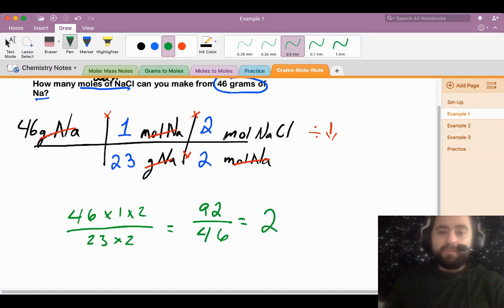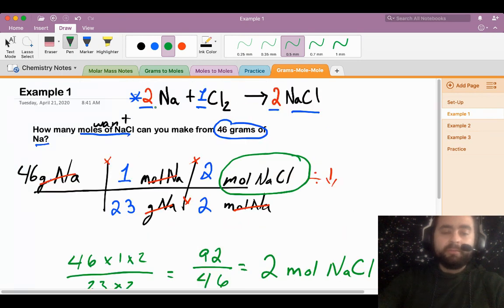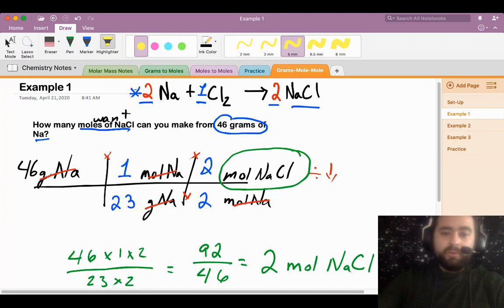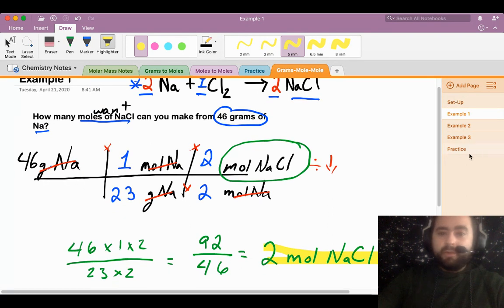Don't forget your unit. 2 what? My last unit, the unit that didn't get cancelled off, was what I want. Mole of NaCl. So if I have 46 grams of sodium, I can make a total of 2 moles of NaCl. If that got a little bit confusing, we have 2 more examples to go through. That was the answer. So let's go to the next one.